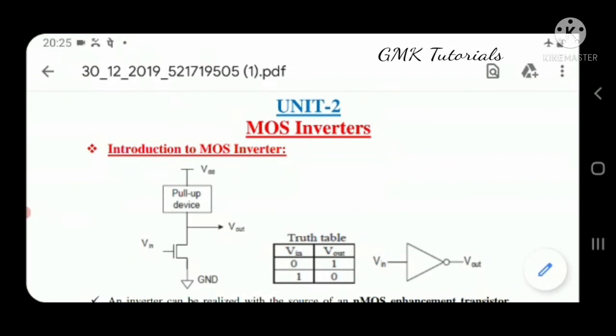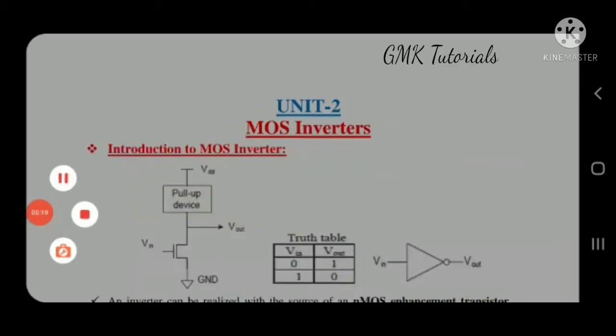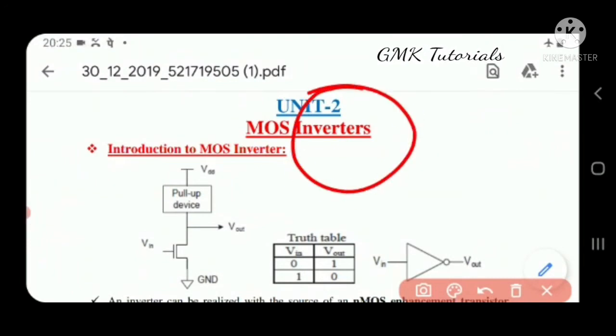Today I am going to discuss MOS inverters. It is one of the most important topics in low power VLSI design. Now coming to the MOS inverters, first of all we have to define some of the terms we are observing. What is meant by an inverter? An inverter is something which produces the opposite output.